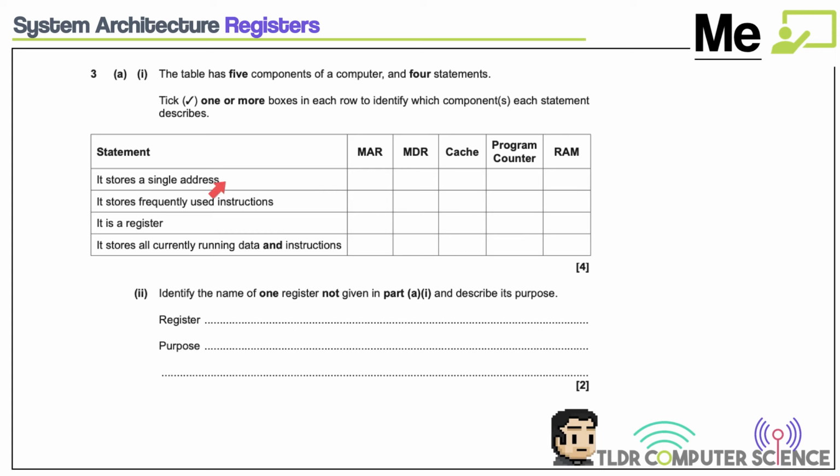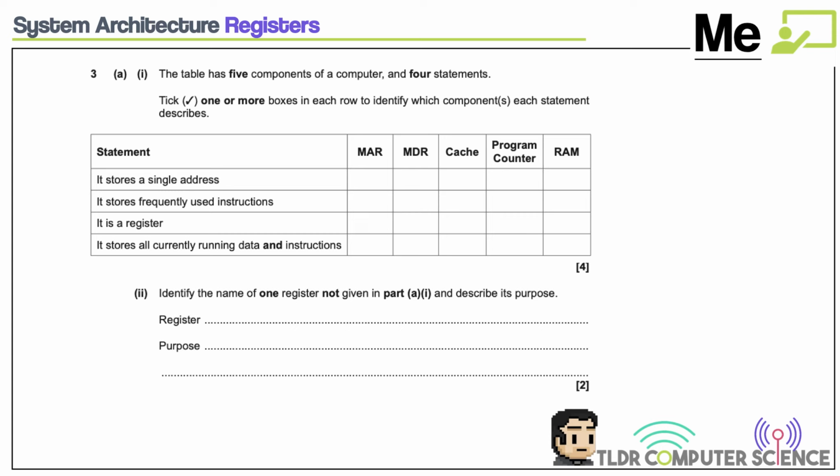It stores a single address. So you need to figure out which one of these might store a single address, which one might store the frequently used instructions, which one's a register, which one stores all the data currently running. I'm going to leave that there. I want you to pause the video and have a look at that and think about which one's which. If you've got a book with you, maybe you make the table. This might be a little activity. Write the questions down, make the table, and see if you can figure out which one's which.